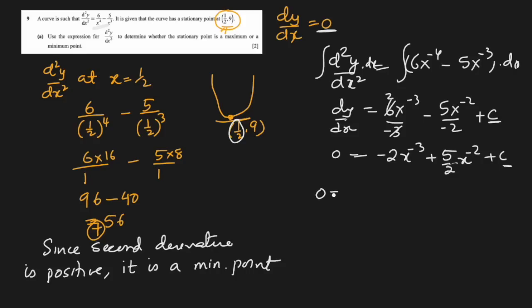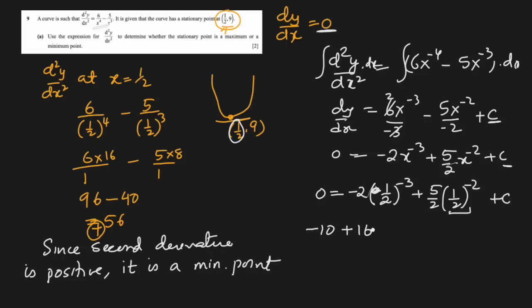So 0 equal to minus 2, minus, not positive, it's not minus, positive, half to the power minus 3 plus 5 over 2, half to the power minus 2, plus c. I'll bring them here. First I will solve this one, which is 4. Half to the power minus 2 will be 4. 4 times 5 over 2 will be 20 divided by 2, 10. So this will become minus 10 when it goes to the left side. This will be 8 times 2, 16, but positive, equal to c. So c comes out to be 6.